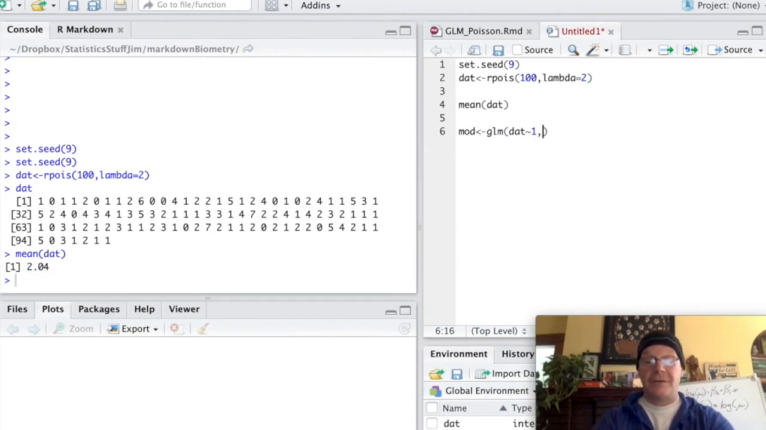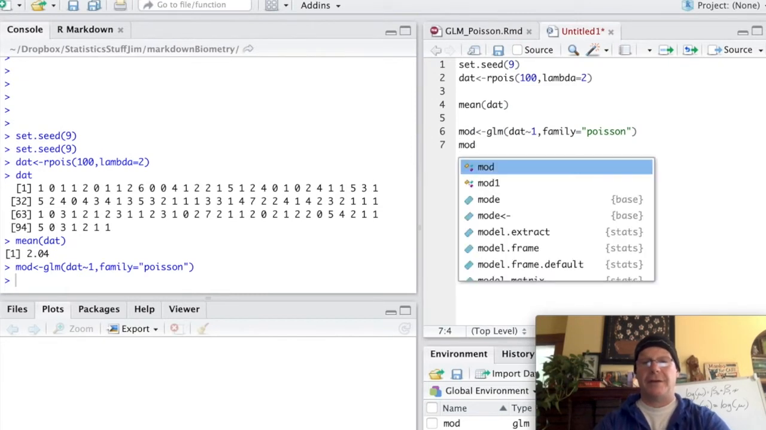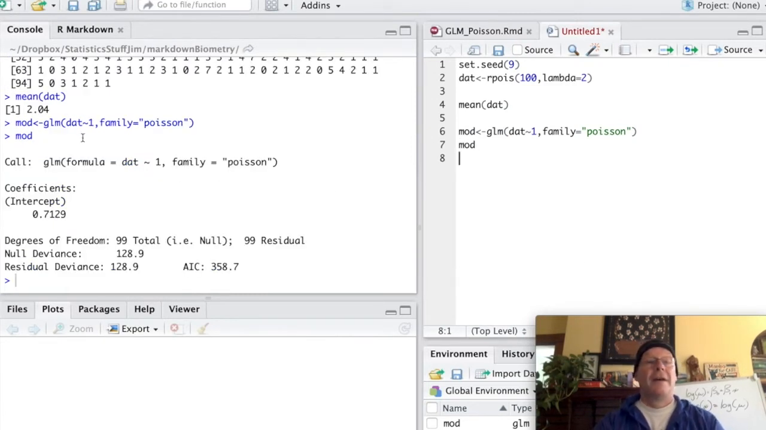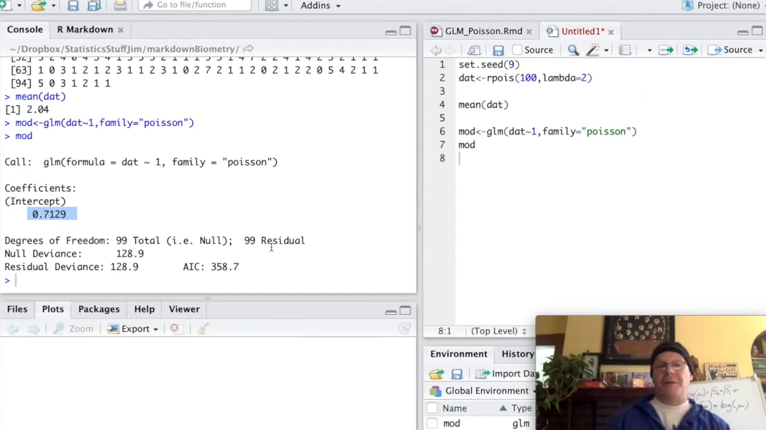And so all I have to do is tell R that I would like this to be modeled as a Poisson. So I go ahead and run that, and let's look at our model. And here is the parameter estimate from our model. Now we remember that this is our link function, and so what we would need to do is exponentiate that to get our estimate of lambda. And so I'll just go ahead and take our parameter value and exponentiate it.